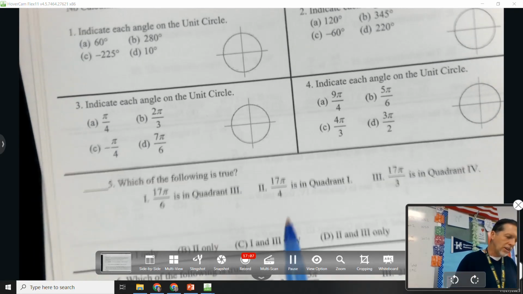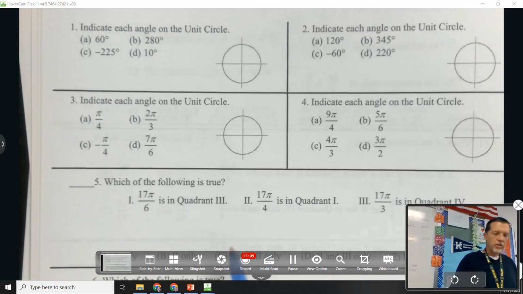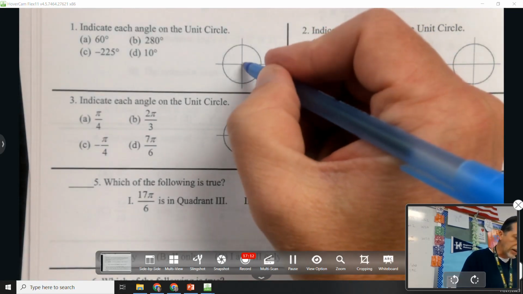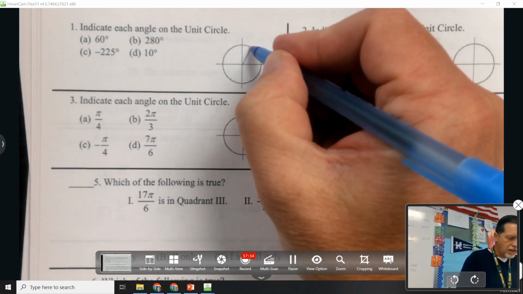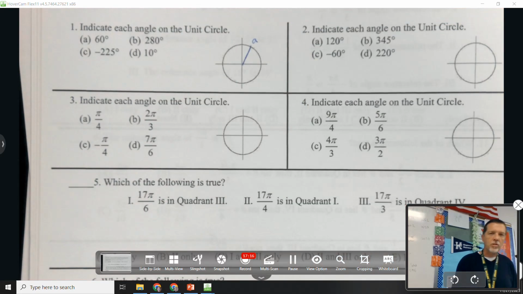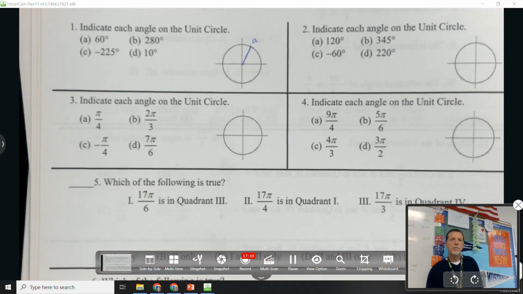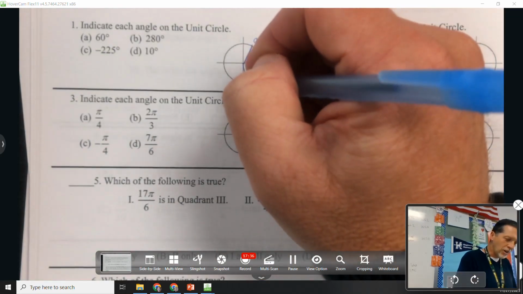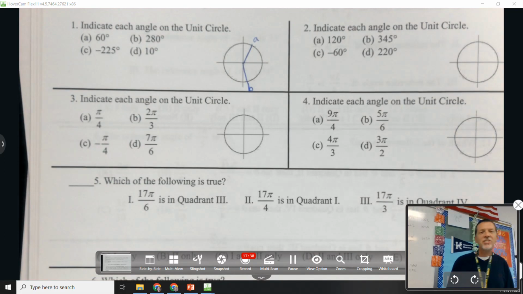Indicate each angle on the unit circle. So 60 degrees. This is just kind of eyeballing. So 60 degrees is about right there. So I'm just going to label that A. 280. What quadrant does 280 land in? How much into the 4th quadrant is it? Not much. That's a good answer. So angle B is not much into the 4th quadrant.